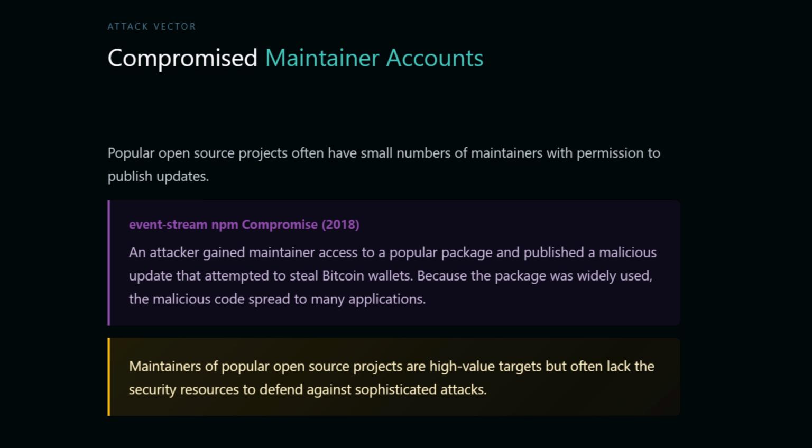The Event Stream NPM package compromise in 2018 illustrates this. An attacker gained maintainer access to a popular package and published a malicious update that attempted to steal Bitcoin wallets. Because the package was widely used, the malicious code spread to many applications. Maintainers of popular open source projects are high-value targets, but often lack the security resources to defend against sophisticated attacks.